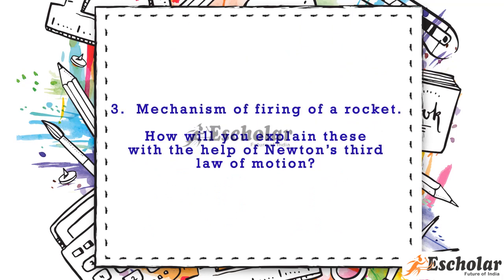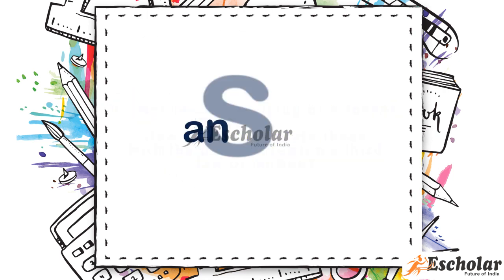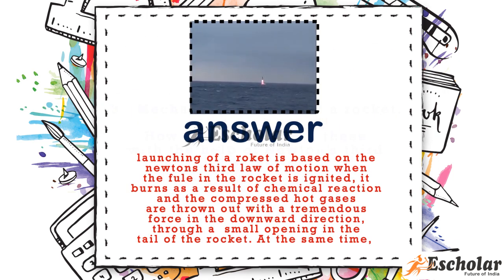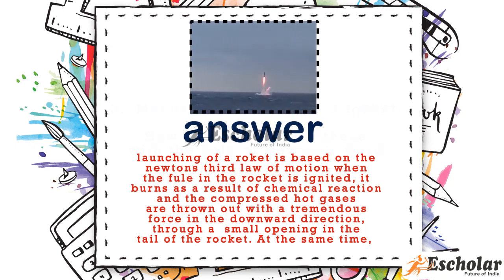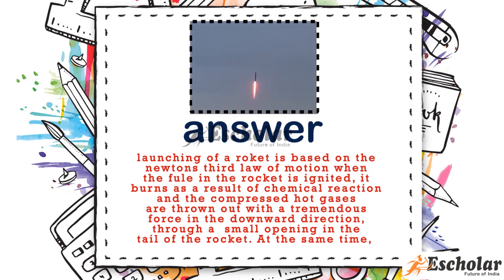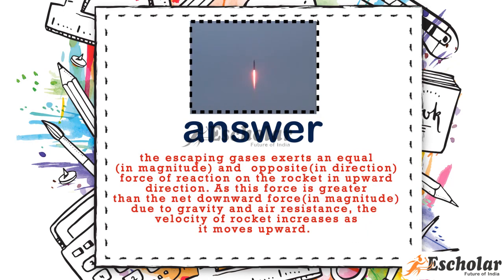Question 3. Mechanism of firing of a rocket. How will you explain this with the help of Newton's third law of motion? Launching of a rocket is based on Newton's third law of motion. When the fuel in the rocket is ignited, it burns as a result of chemical reaction and the compressed hot gases are thrown out with a tremendous force in the downward direction through a small opening in the tail of the rocket. At the same time, the escaping gases exert an equal in magnitude and opposite in direction force of reaction on the rocket in the upward direction.